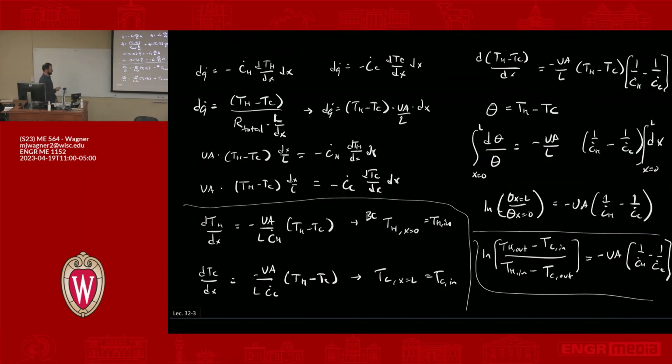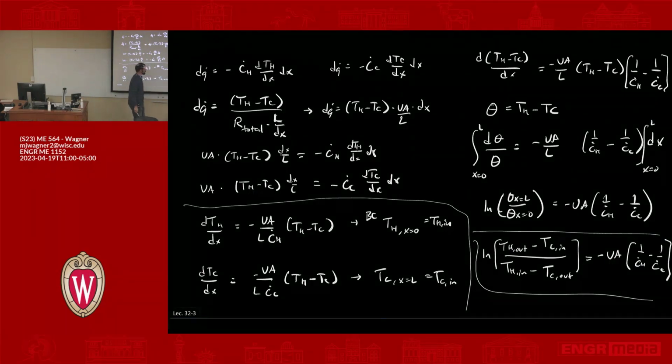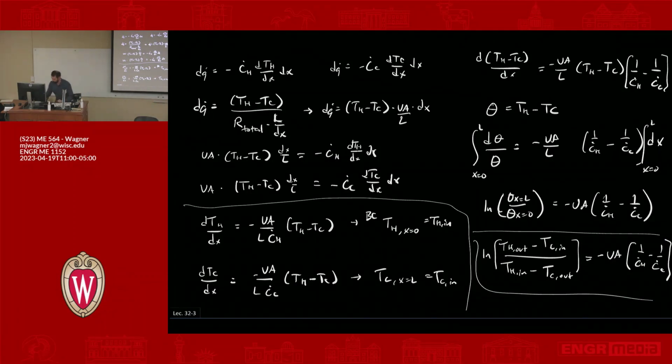And what is this? This is for counterflow only. So if I give you a parallel flow, this is not right. This is for our situation with the boundary conditions, with the ODE that we developed for a counterflow heat exchanger. I'm going to write that so you don't forget it. This is for counterflow.